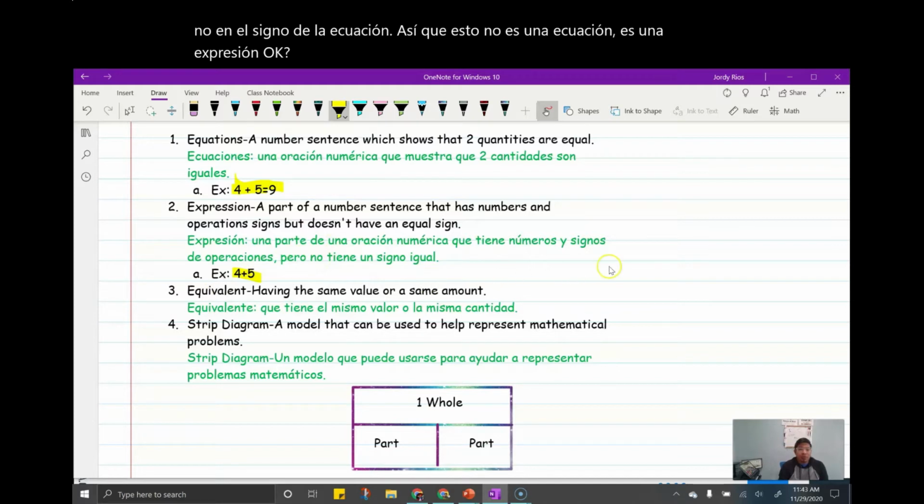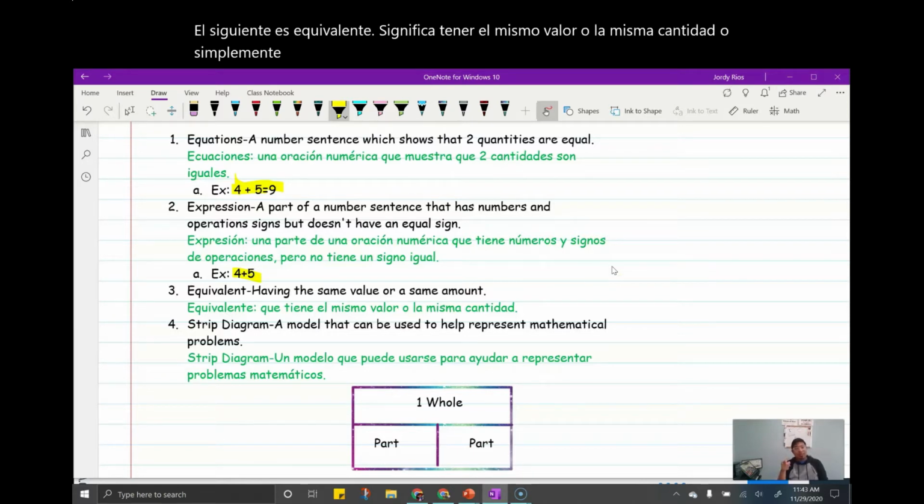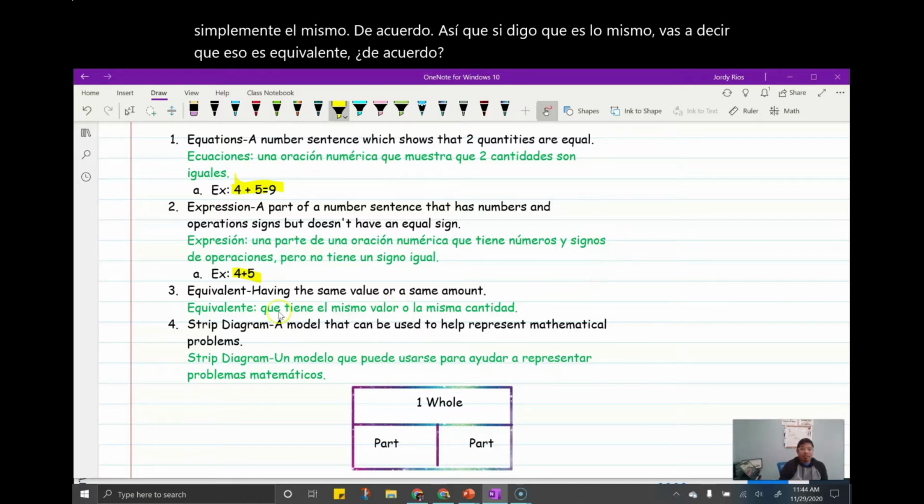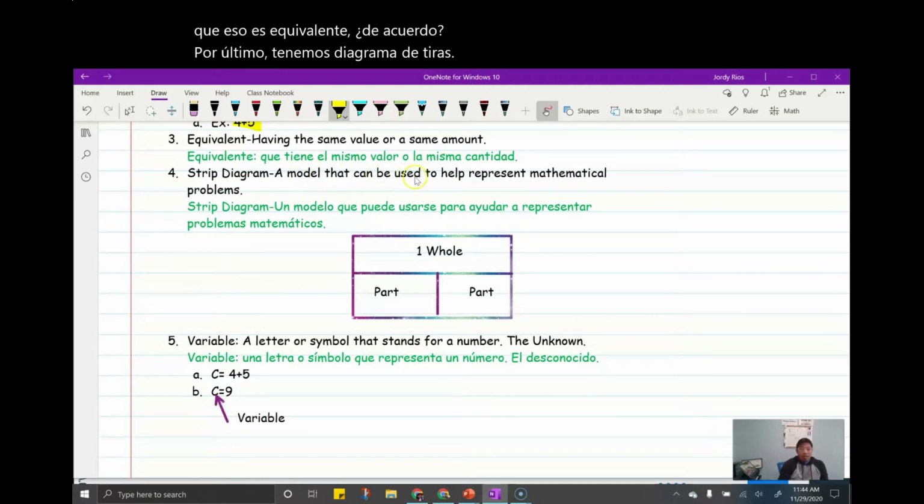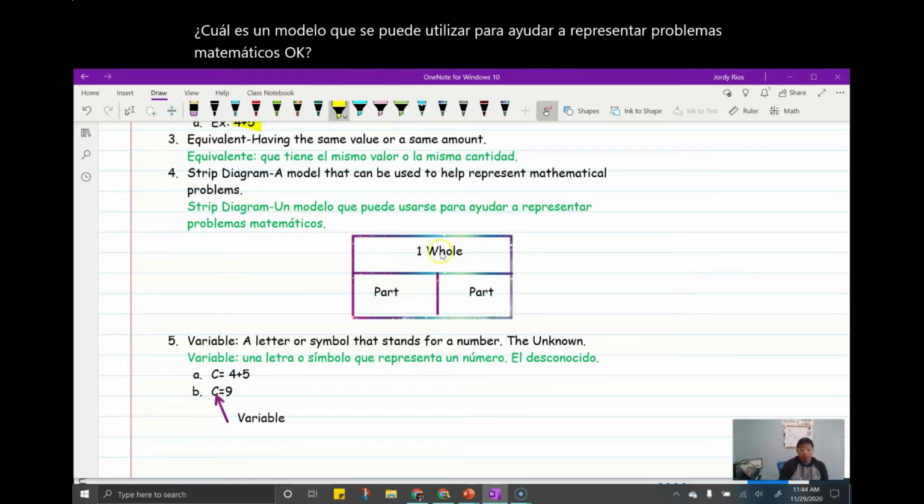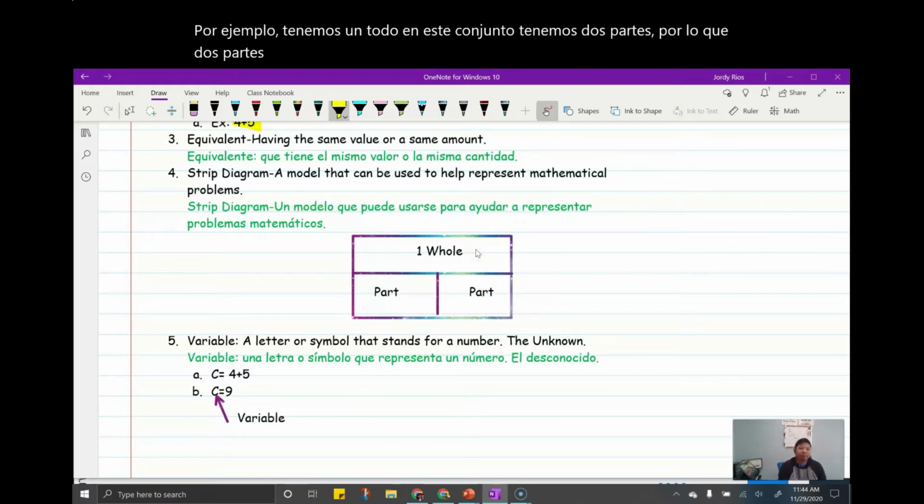Next one is equivalent. It means to have the same value or same amount, or just the same. So if I say, oh, that's the same, you're going to say, oh, that's equivalent. Lastly, we have strip diagram, which is a model that can be used to help represent mathematical problems. For an example, we have a whole, and out of this whole we have 2 parts, so therefore 2 parts is equivalent to 1 whole.